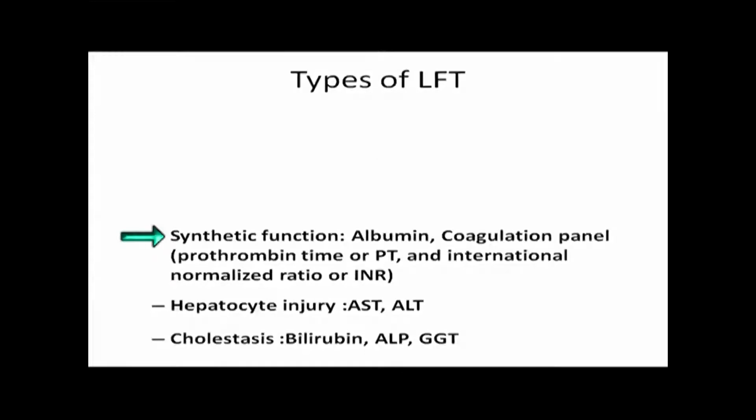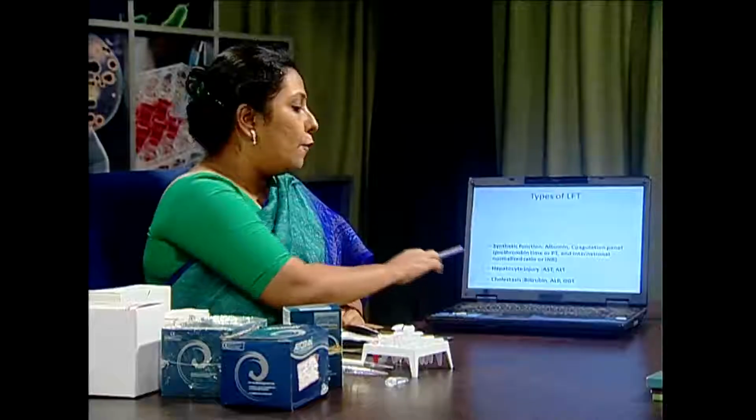The tests may be related to synthetic function, hepatocyte injury, or cholestasis. Synthetic function means the functionality, the activity of the liver. It is correlated with albumin production and with clotting factor production. Hepatocyte injury relates to the maintenance of hepatocyte cellular integrity. Aspartate transaminase and alanine transaminase are related to these tests. Cholestasis is an obstruction related to the biliary tract. We know that the biliary tract is connected with the liver. So, if any obstruction occurs there, it can be detected by bilirubin, alkaline phosphatase, as well as gamma glutamyl transpeptidase activity detection.